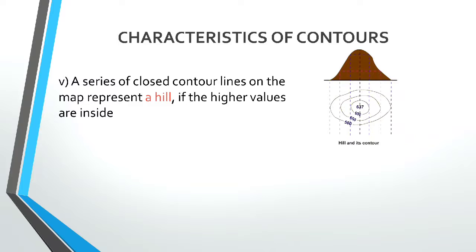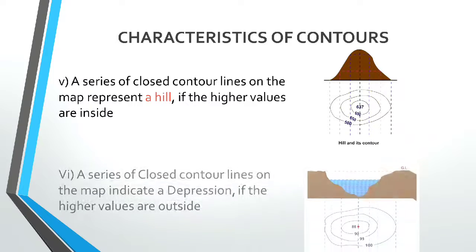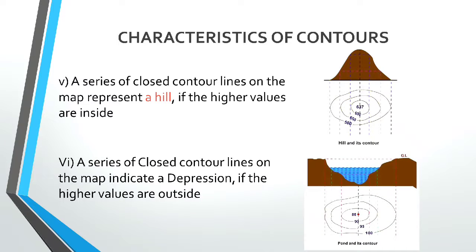This is different from number 6, which says a series of closed contour lines on the map indicates a depression if the higher values are outside. It is different from characteristic number 5: if the value outside is higher than the inside, it represents a depression, a crater, or a sinkhole.